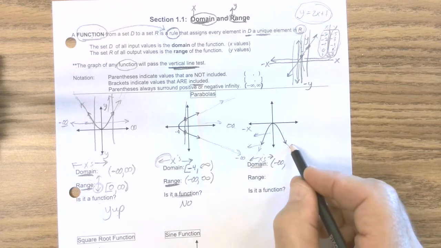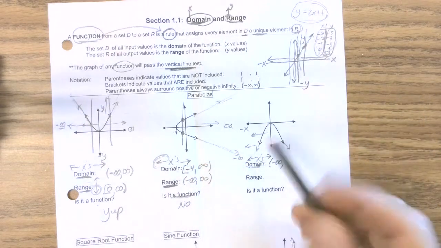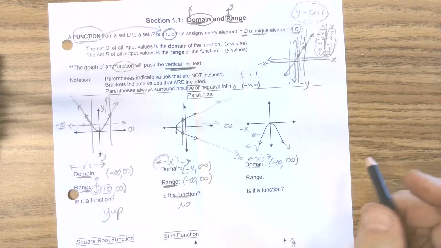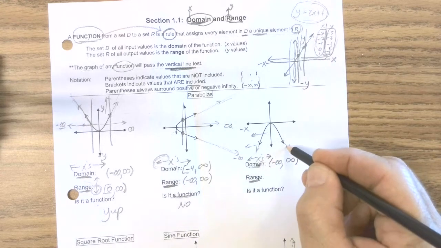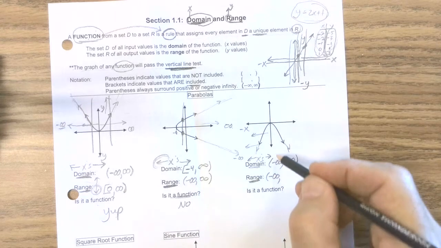How far to the right would it go? Well, it would continue expanding like this way forever. So, positive infinity. Range. Again, you start with how low does it go? Well, both of these are going to go down forever. So it's -infinity. How high does it get?